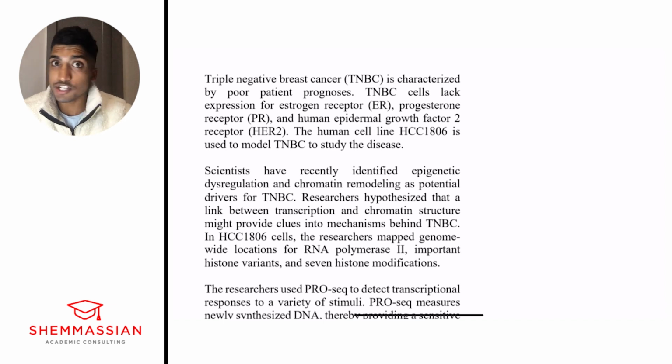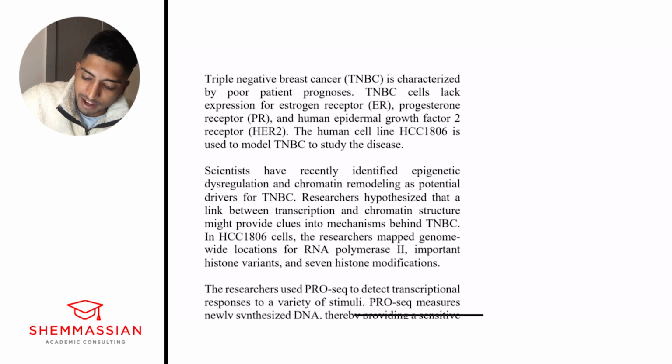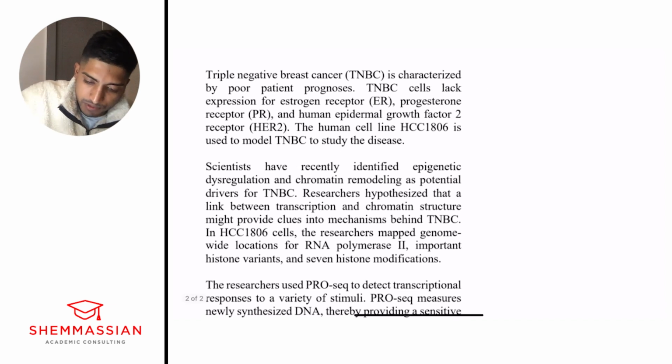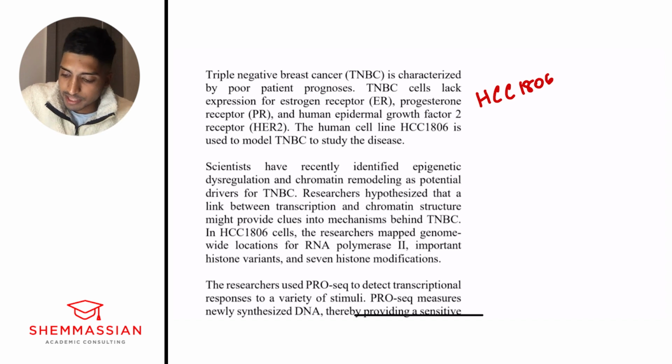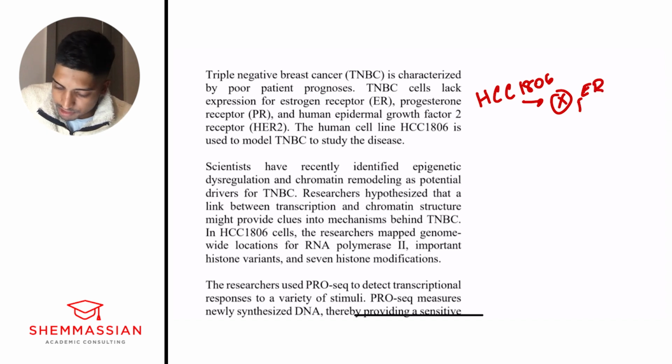Okay, so the question I ask myself every single time is, what's happening? And that's a broad question that helps us hone in on exactly what 3 to 5 words we can use to describe this paragraph. So here it's saying we have this cell line HCC1806, and that has, I'm going to put a little X there, and I'm going to say no estrogen receptor, no progesterone receptor, and no HER2 receptor.